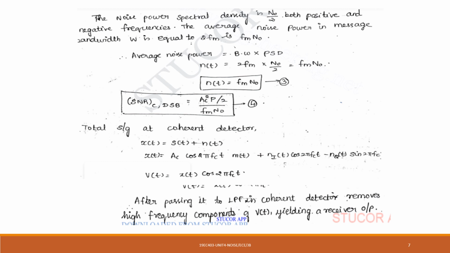Now we quickly move on to calculate the total amount of signal which is present at the coherent detector. It is the sum of the signal plus noise component. When we talk about the noise component here, we come across two different types of noise components, which are the in-phase component as well as the quadrature component. After passing the signal through a low-pass filter, we try to eliminate some amount of high-frequency noise components from the signal, which finally leads to the receiver output.